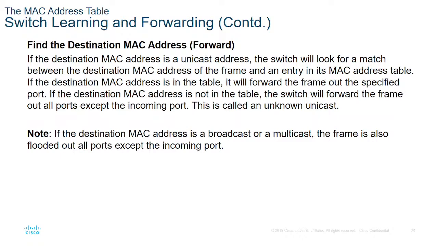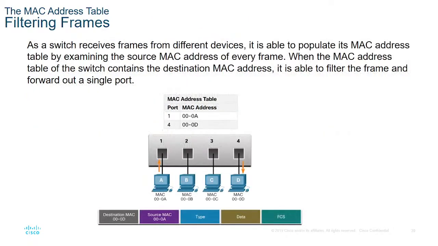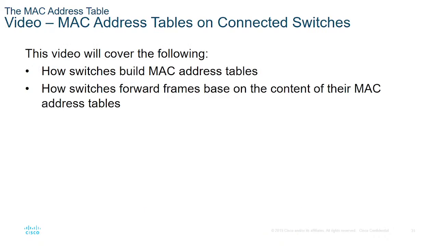So that's learning. Continue. As the switch receives frames from different devices, it is able to populate the MAC address table, which I showed you earlier, by examining the source MAC address of every frame. When the MAC address table of a switch contains destination MAC addresses, it is able to filter the frame and forward it out of a single port. So as we see here, we have ports with the MAC addresses of the devices associated with them. To test this, please give your PCs IP addresses, have them ping each other, and then look at your MAC address tables.